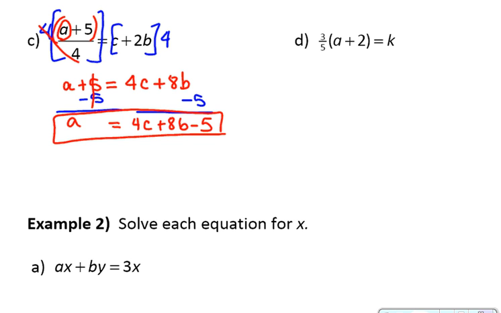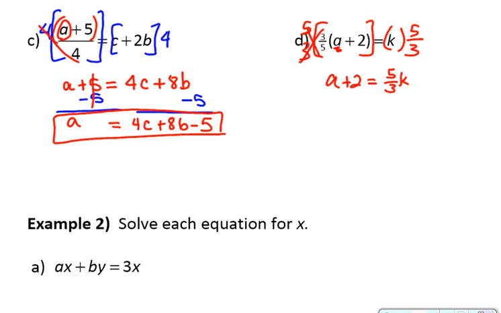Part D, I have my a right here. Again, just one term on the left, one term on the right. So you can't move anything with the addition and subtraction here. So the first thing I'm going to undo is that 3/5 that's multiplied in front. To undo it, I will multiply both sides by the reciprocal. So I'm going to multiply both sides by 5/3. So times 5/3. This will undo, and I'll be left with a plus 2 is equal to 5/3.